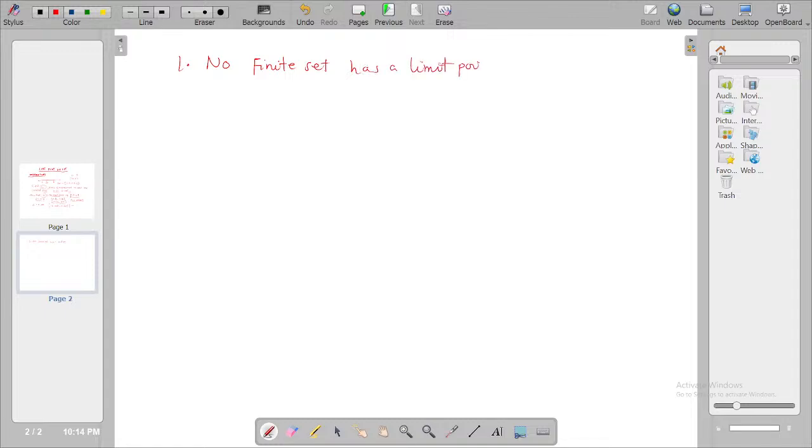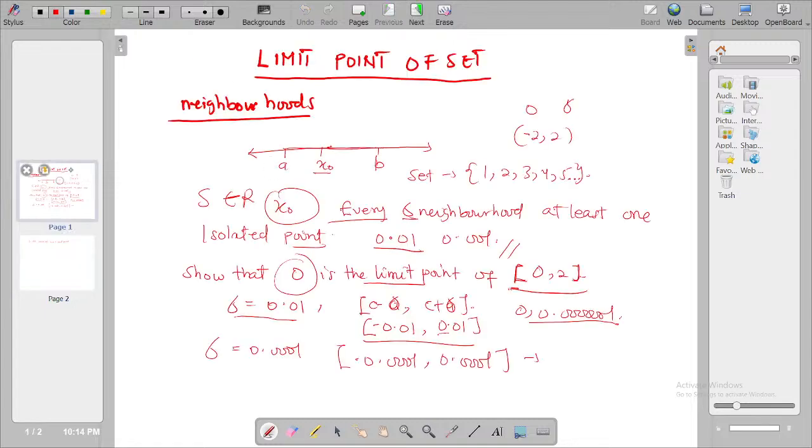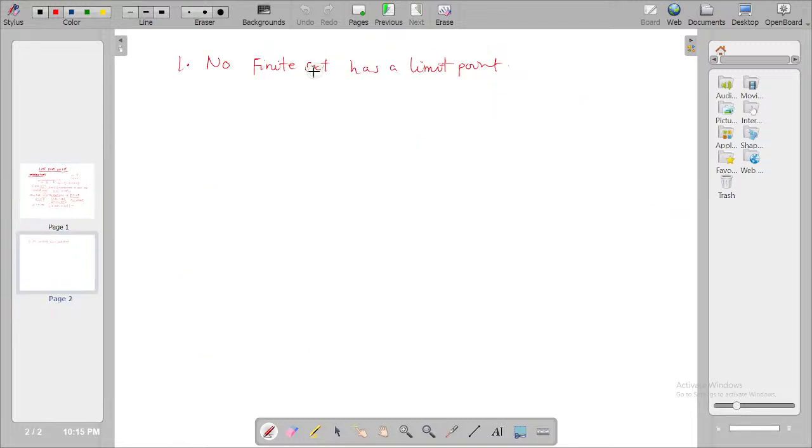No finite set has a limit point. So now, from the illustration I made in the previous page, you know that for a limit point, we are going to find a delta neighborhood, right? These important terms are telling us that no finite set has a limit point. No finite set. So we ask ourselves, what is a finite set?